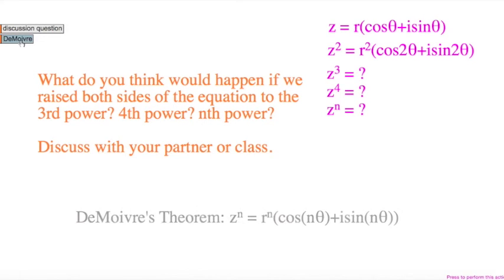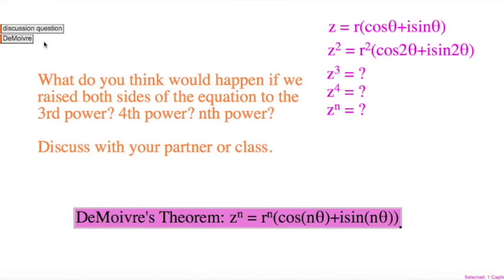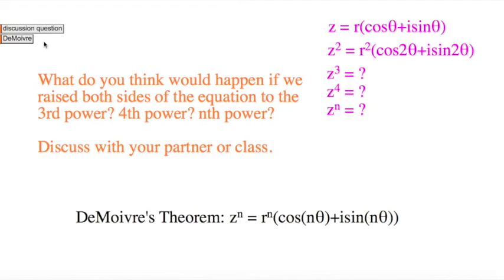What did you see? Did you notice that the exponent value matches the scalar on theta? We can generalize this process in order to get z to the n equals r to the n times cosine of n theta plus i times the sine of n theta. This formula is known as De Moivre's theorem.